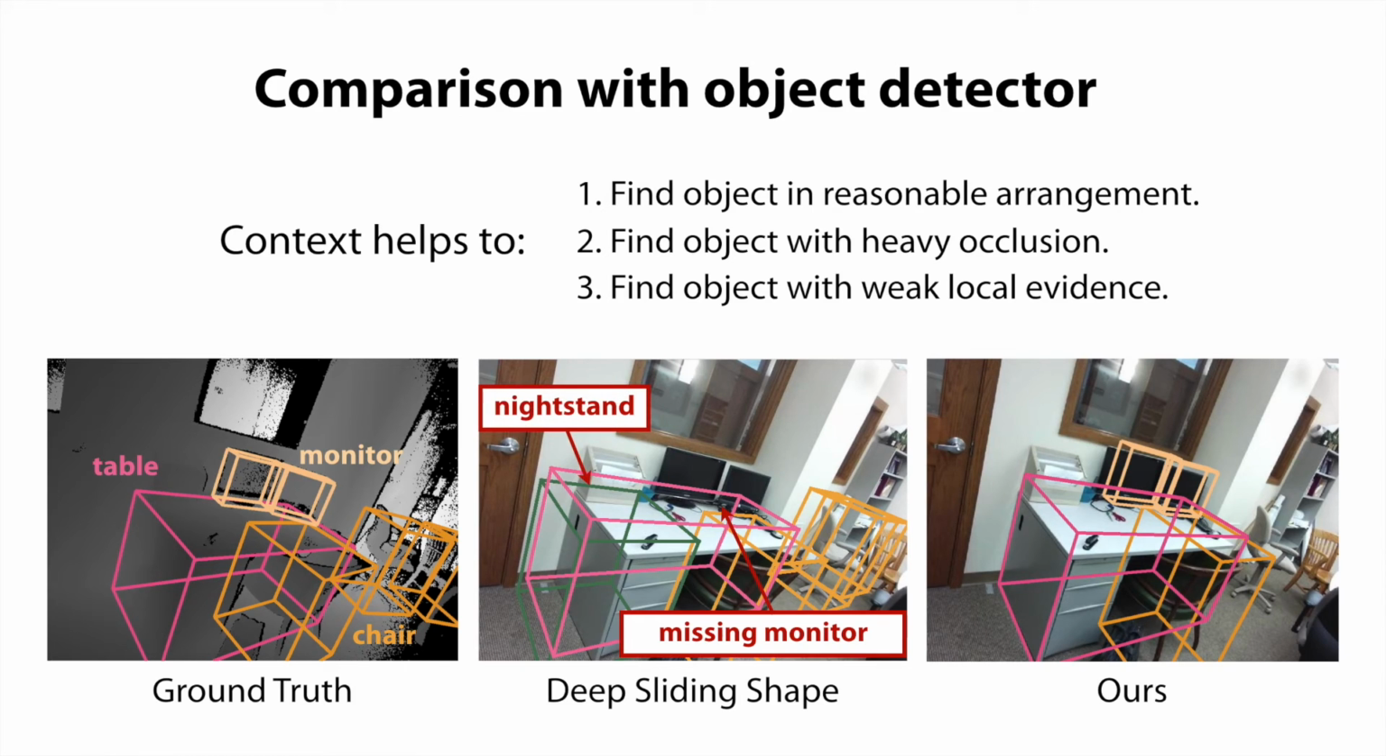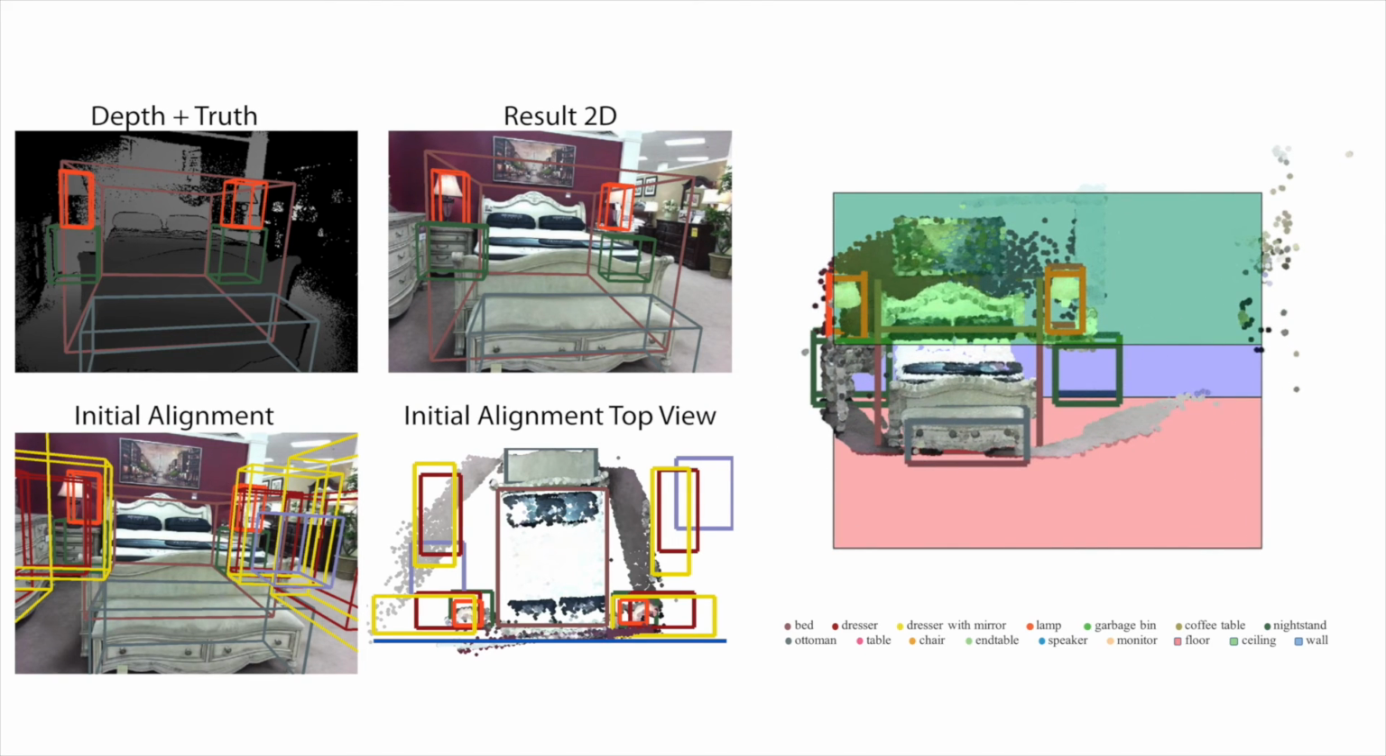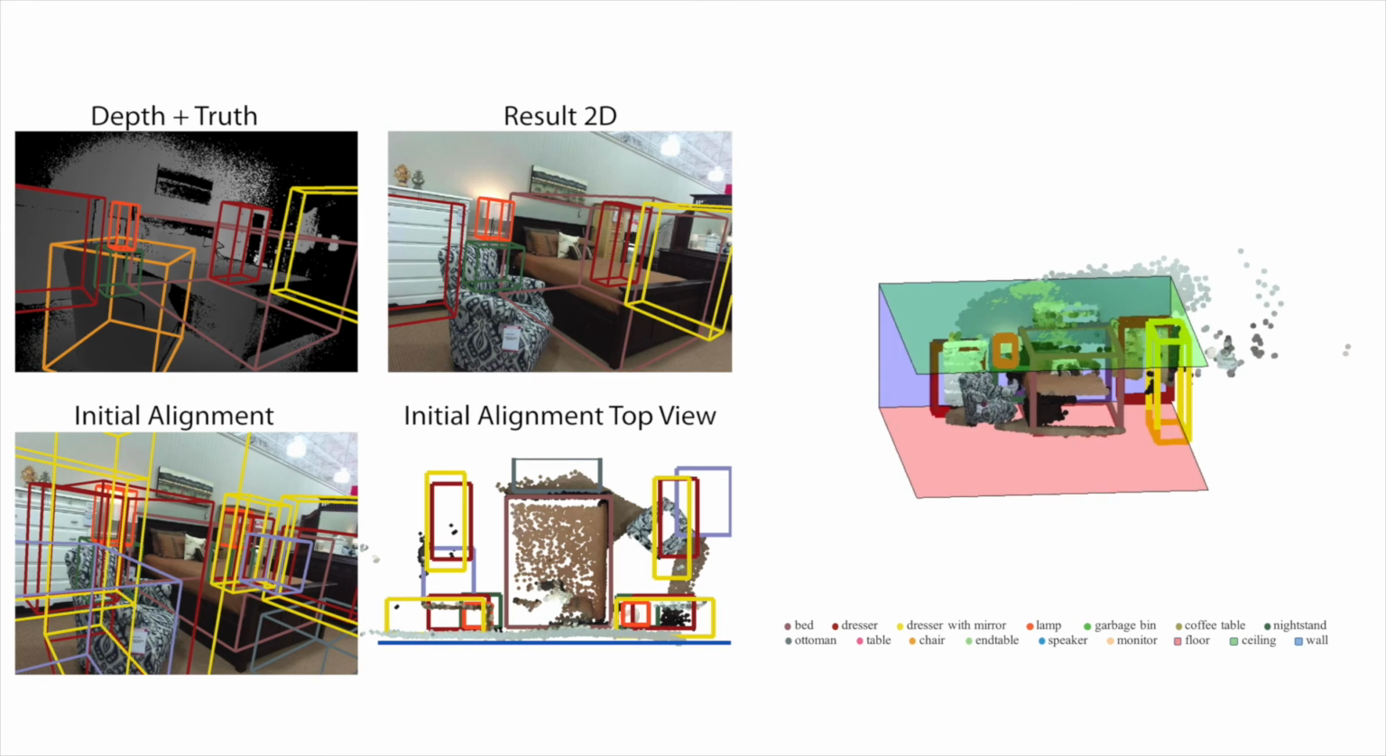Again, Deep Sliding Shapes recognizes the table as a nightstand due to their similar local appearances, while our context model can successfully avoid such a false positive. Here we show more results from sleeping areas, office areas, lounging areas, and table chair sets.